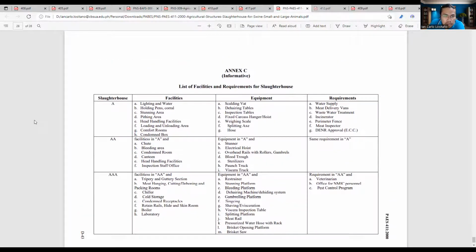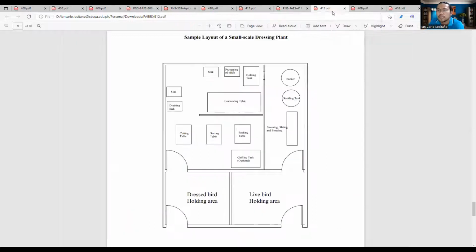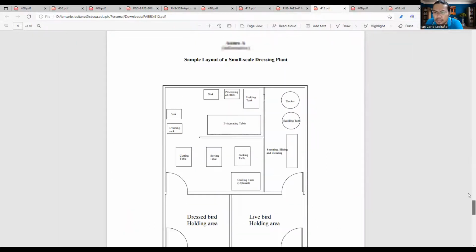Okay, so these are now the tabularized requirements for the different class of slaughterhouse in the facilities, as we move from A to double A to triple A. So there are additional operations in the double A which are not in A, and the triple A which are not in double A. All right, so next we have the dressing plant.